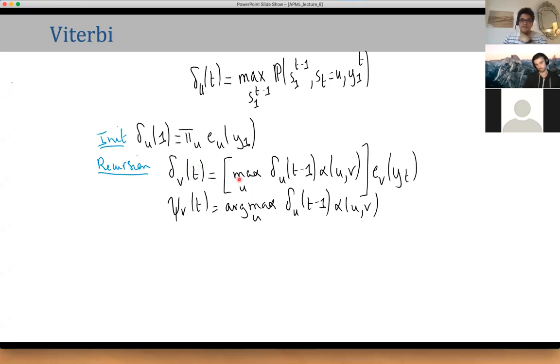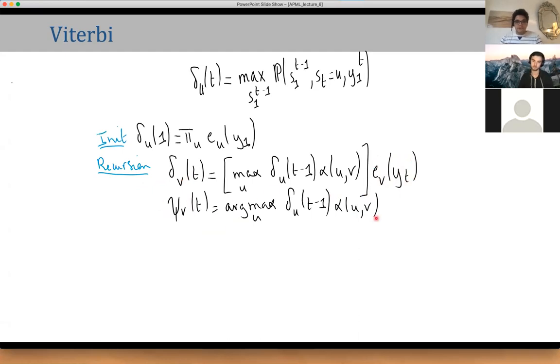To have a base score, that means that at position T minus 1, I landed at some state U, and I move from U to V with this transition probability. So this base score will be the max of all possible transitions that I had from the previous states, times the probability of emitting the letter, so the emission of YT in state V at position T.